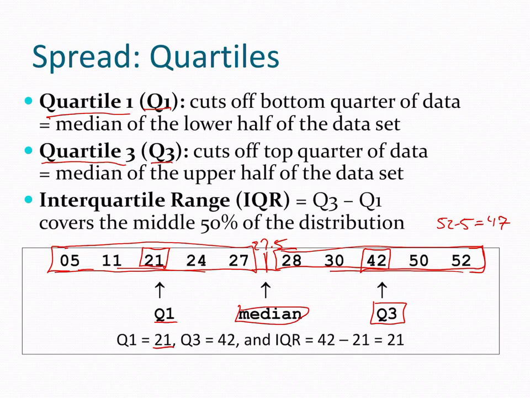So we have our Q1 being 21, our Q3 being 42, and now to figure out our IQR, which covers this middle data set right here, we take our 42 minus 21, which equals 21. So we have an interquartile range of 21.